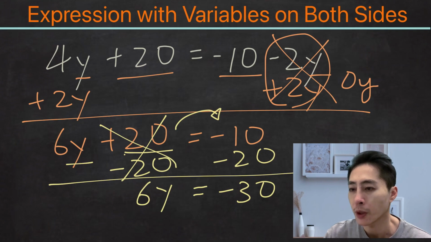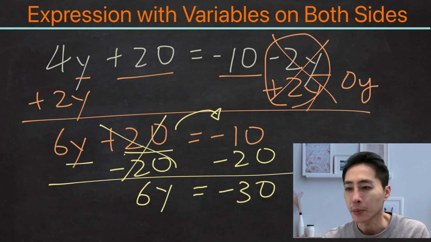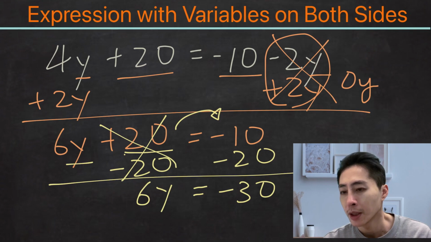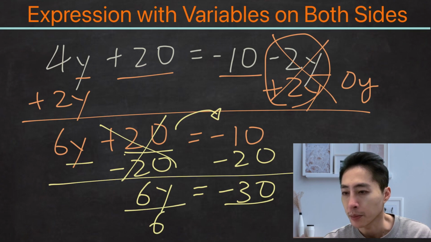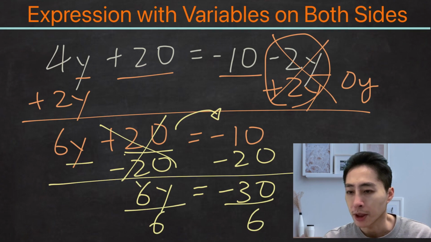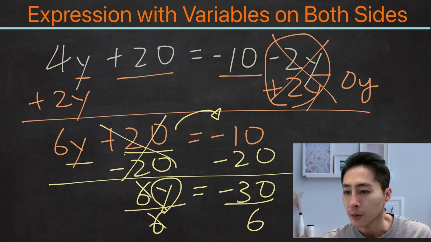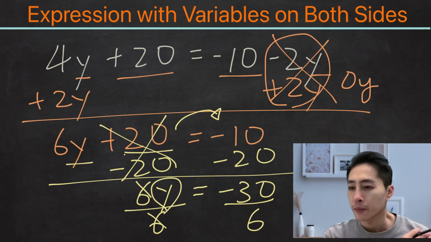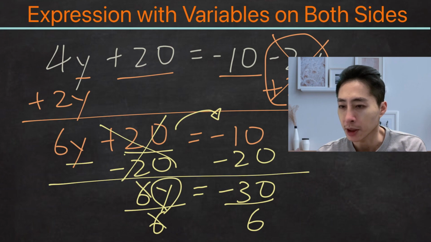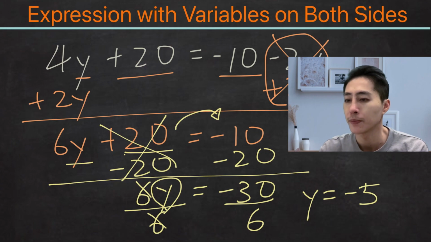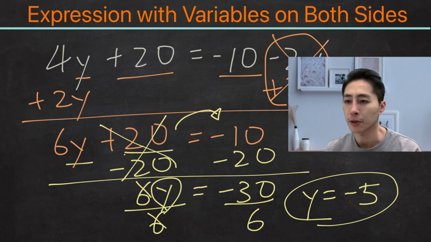And this is exactly what we wanted. We want the variable on one side and the number on the other. Now the final step is to get y by itself. We have 6y here, so how do we get y by itself? Well, we could divide by 6 on both sides. So 6 and 6 are eliminated, so we're ending with y by itself. And then we take -30 divided by 6. So y will end up being -5. And that's the answer for y.